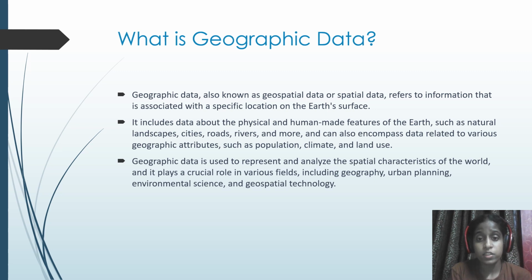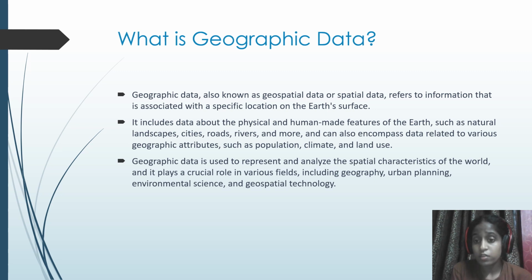Now, what is geographic data? Geographic data is also known as geospatial data or spatial data, which refers to information concerned with specific locations on Earth's surface. It includes data about the physical and human-made features of the Earth, such as natural landscapes, cities, roads, rivers, and more.